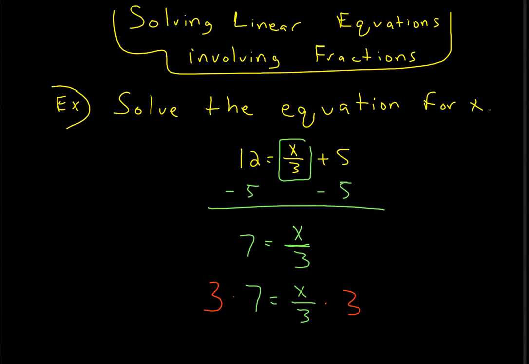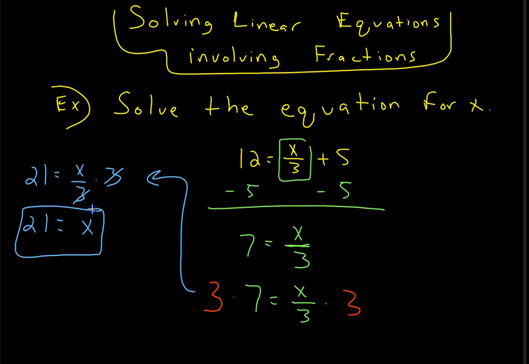So now the equation becomes 3 times 7 is 21, so 21 equals x over 3 times 3. The 3's cancel, leaving just x. So the solution for that equation is 21. I think that's the best way of doing it: taking the denominator, whatever it is, and multiplying both sides of the equation by that denominator.